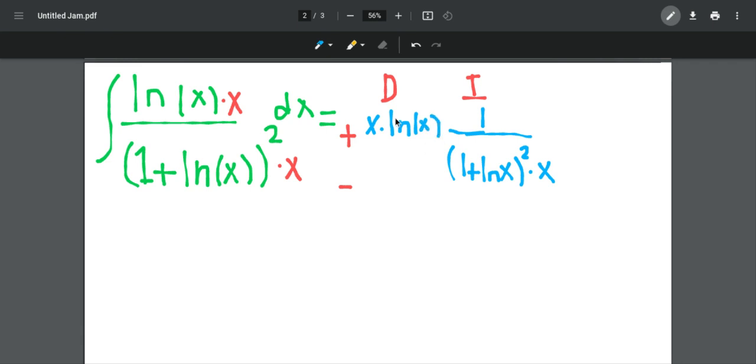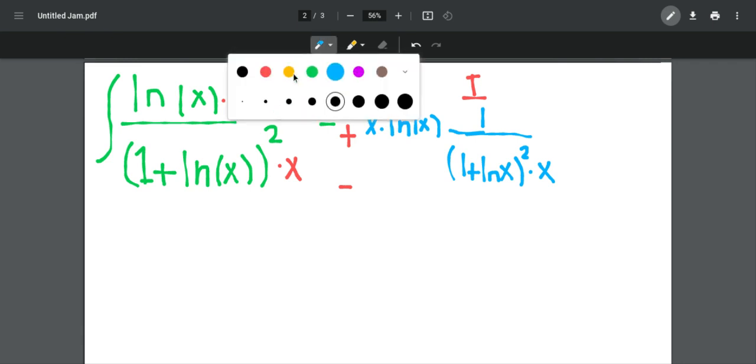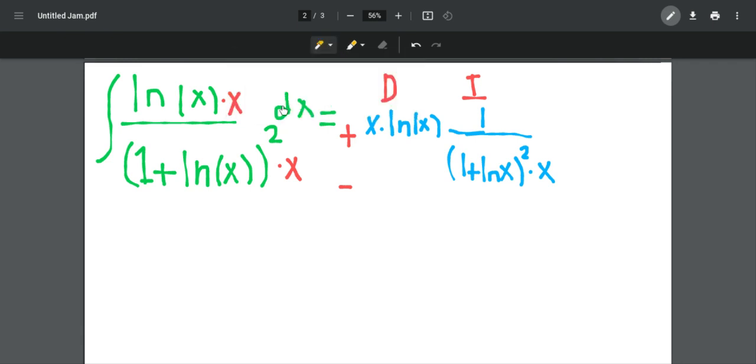Okay, let's do the easier one first. Differentiating x times ln x. I'm going to use a different color. Differentiating this requires the product rule. So I'm going to write d dx of x times ln x.